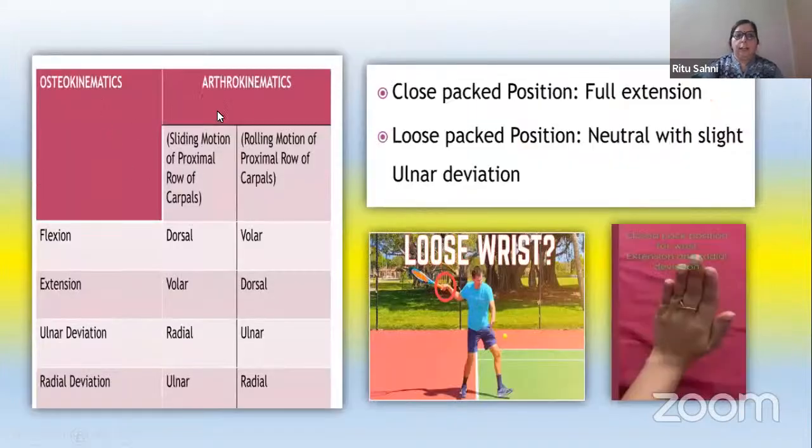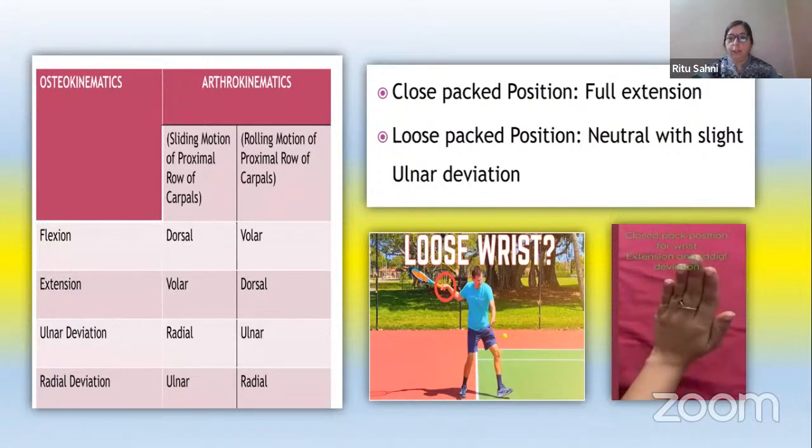And this is osteokinematics, how the bones move with flexion, extension and deviation, versus arthrokinematics, how the joints move according to the proximal row of the carpals and the distal row of the carpals, and how they move according to the radial versus ulnar side. If we talk about the close-packed position, the full extension is the close-packed position, and the loose-packed position is the neutral position versus ulnar deviation.